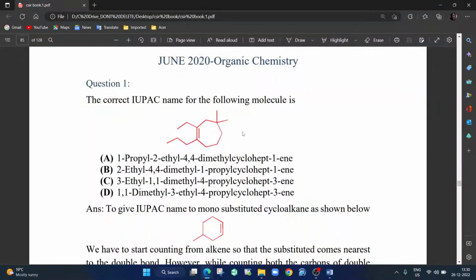Hello everyone, let us start the new question paper, that is June 2020, the organic part from the CSIR-NET. So, we are going to do the first 5 questions of the organic. The question says: the correct IUPAC name for the following molecule is.